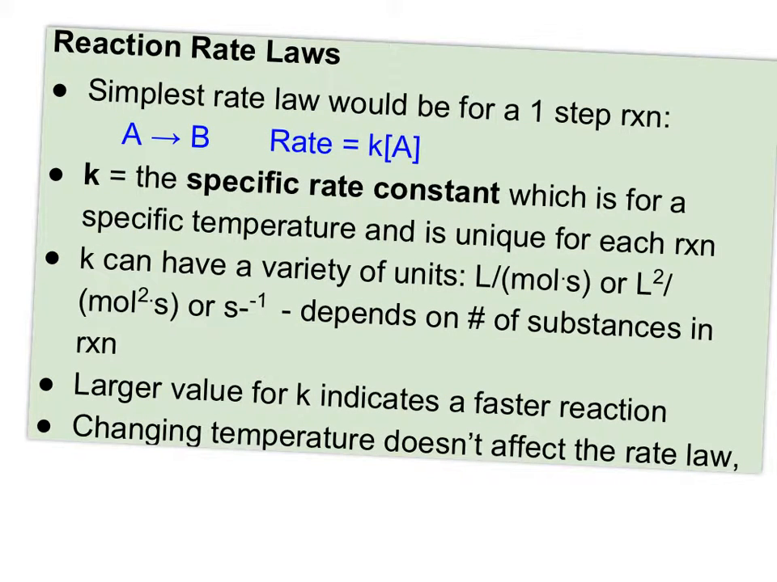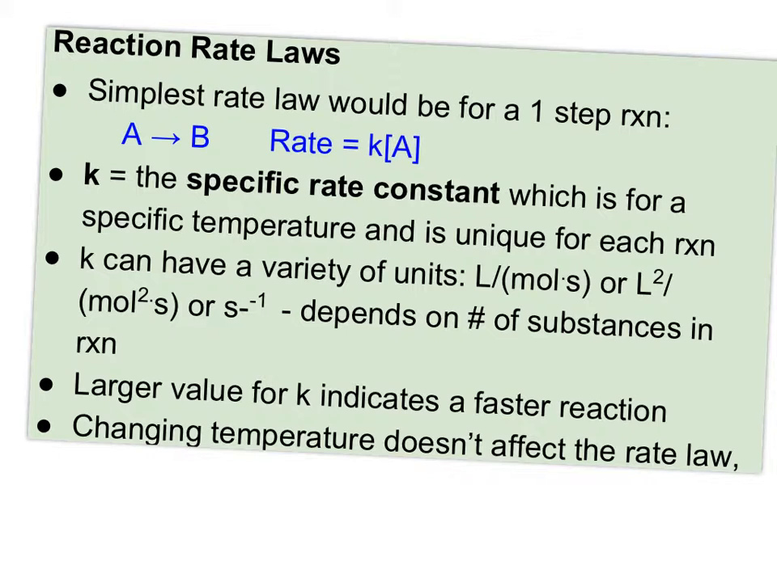So reaction rate laws, if we look at the very simplest example, it would be just a one-step reaction, and in this case I made it as simple as possible. One reactant converts into one product, and your rate could be expressed as K times the concentration of A, where K is a specific rate constant which is specific for a temperature and unique for each reaction.